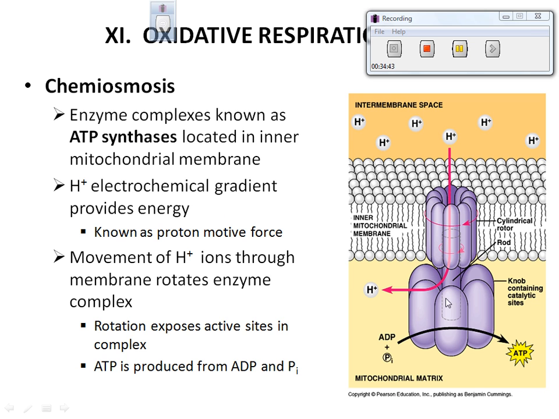These enzyme complexes, like this purple one called ATP synthase, are located all along the mitochondrial membrane. What will happen is we will have this buildup of hydrogen ions. You can see there's a gradient over here on one side. This is also known as the proton motive force, kind of like what we studied in the transport section. The movement of these H's through this ATP synthase rotates the enzyme, makes it spin. As it spins, it exposes the active sites, because this is an enzyme, so the enzyme has an active site. As it spins, the active sites become open, which can then fit your ADP and your P. Those can join together to form our ATP.